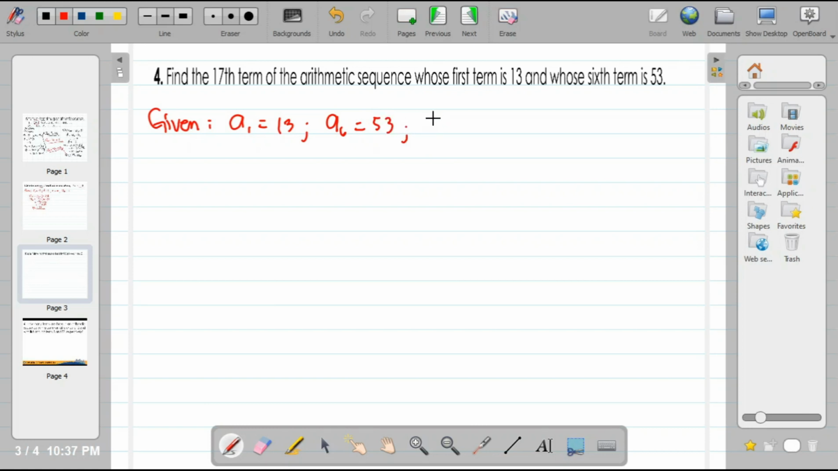Okay. Unsay atong gipangita ani? Ang atong gipangita is the 17th term. A sub 17 ang unknown na to ani. Okay. Now if we proceed to the formula, we say a sub n equals a sub 1 plus quantity n minus 1 times the common difference.